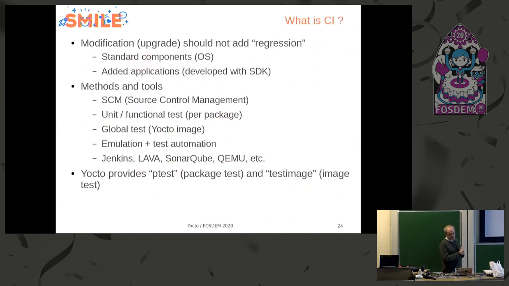Okay, so the last part is to try to use some CI functionalities. When you add functions or modify your system, you want to check there is no regression on the system after an upgrade of the standard components and of added applications you develop with the SDK, and then you add packages, for example. You have lots of methods and tools for that. It's very famous, and I don't want to talk about it again. There are two functions provided by Yocto: ptest, to test a package, and testimage, to test an image. And of course, it's possible to extend. There are lots of examples in Yocto for standard packages, such as BusyBox, BlueZ, etc. But you can define your own tests for ptest or for testimage.